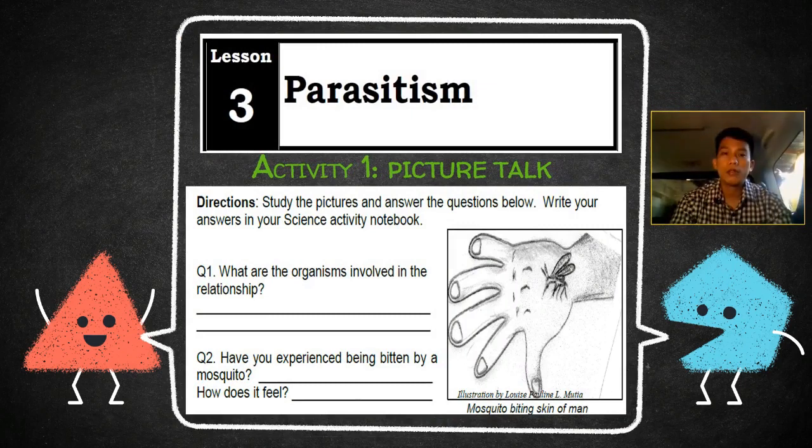Next, for the lesson 3, parasitism. Activity 1, picture talk. For the direction, study the pictures and answer the question below. Write your answer in your science activity notebook or your answer sheet. So in the picture, you see a mosquito biting a hen.